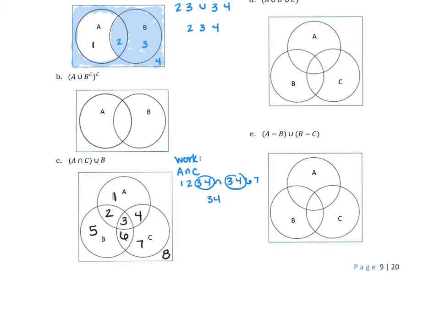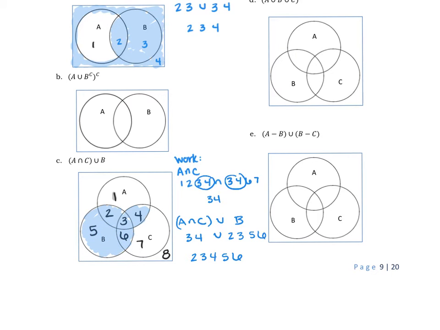What I want to do is take A intersect C, which is 3 and 4, and form a union with set B. Set B is regions 2, 3, 5, and 6. And a union means I want to throw all of that together. So that would be 2, 3, 4, 5, and 6. And so that is the portion that we are going to want to shade. 2, 3, 4, 5, and 6.